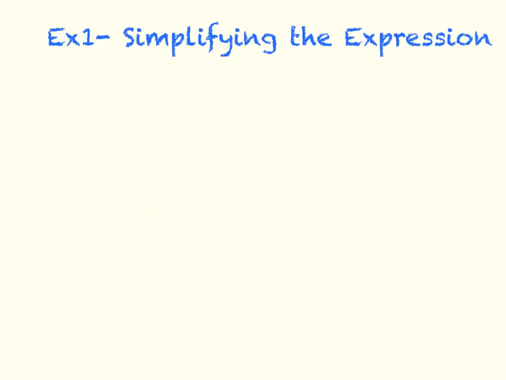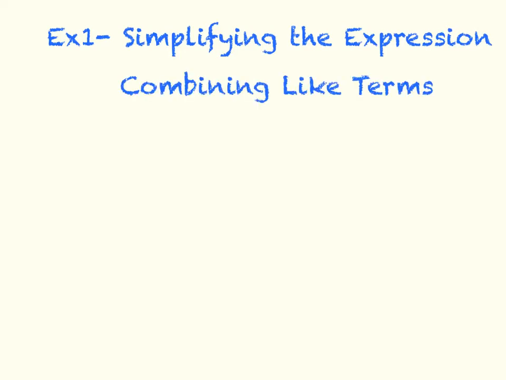So let's begin with our first example, simplifying the expression. There are a couple ways that we can simplify an expression. And the first way that we're going to simplify an expression is by combining like terms. So combining like terms, in a problem such as 3x minus 7 plus 5x, we have three terms.